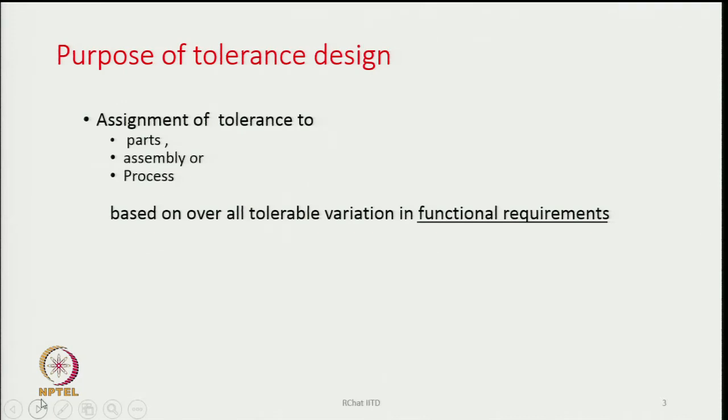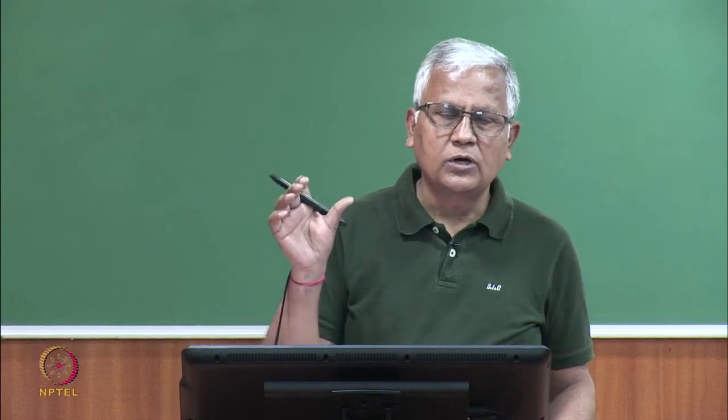So, this is based on the overall tolerable variations in functional requirements. If I say the functional requirement is the weight, which becomes very important in certain cases, then that could be the tolerance given to the total weight. So, what will be the weight of individual components, parts? That is how to design that.